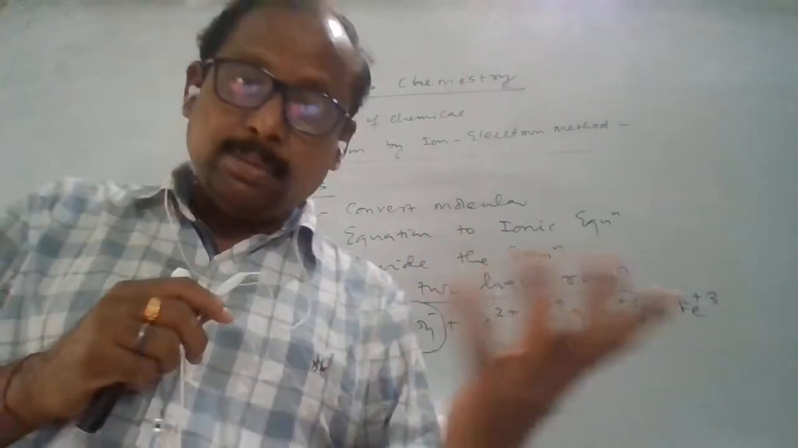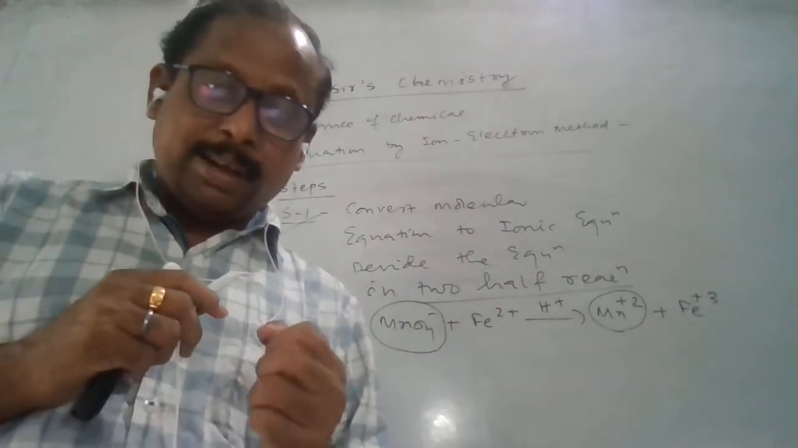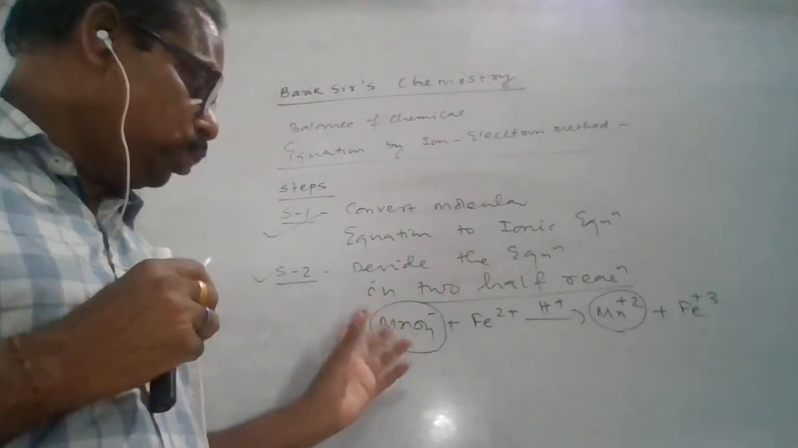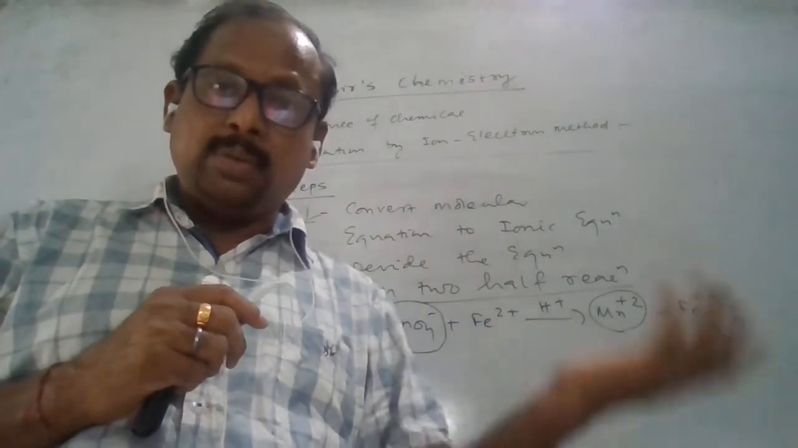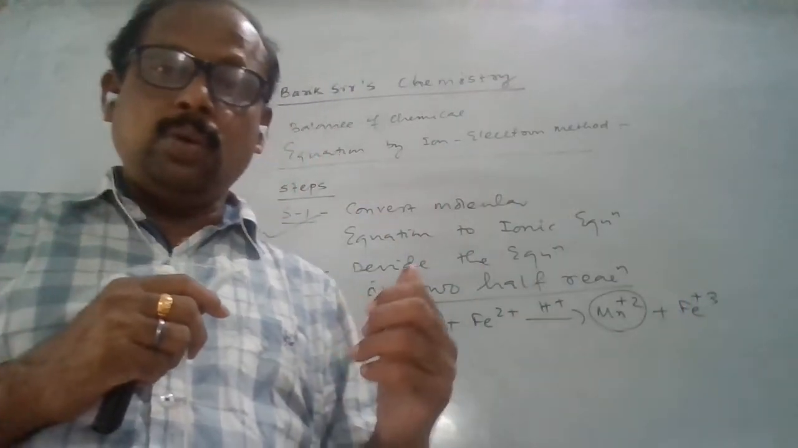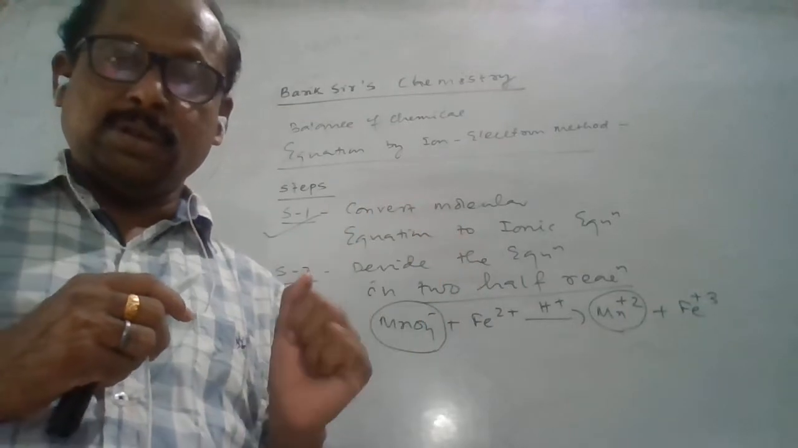Mango does not grow on a neem tree, so whatever it is, it converts accordingly. So MnO4 minus means it is converted to Mn plus 2, not Fe plus 3.